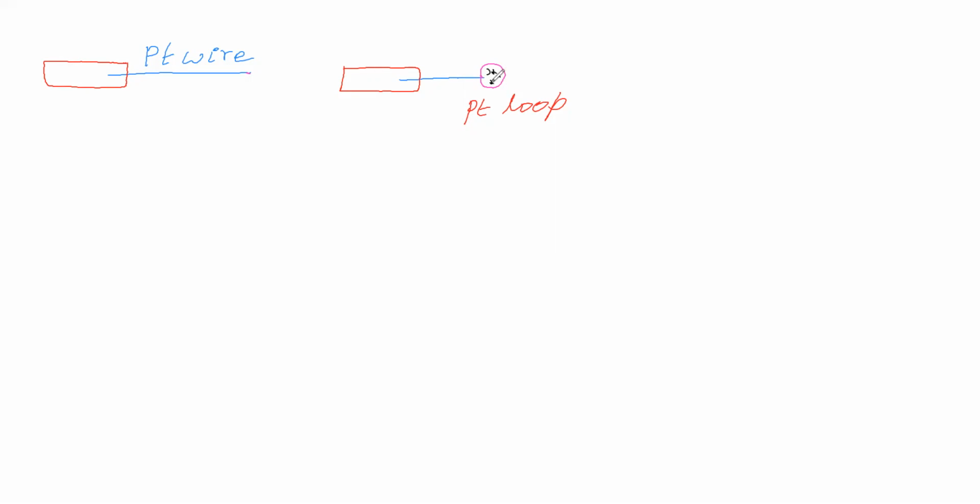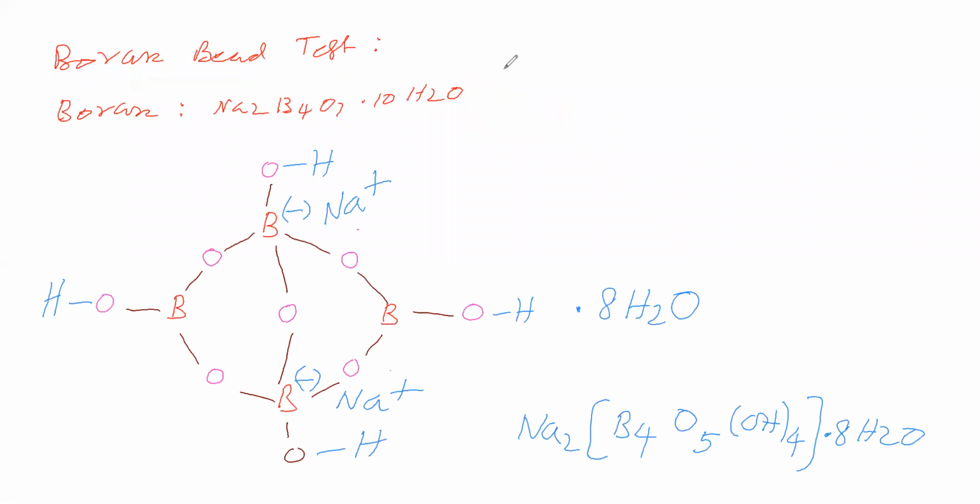Now borax crystals cling to the loop like this. That means all the borax crystals go into the loop. Now in this loop, what is there? Borax is there. What is the borax formula? The borax formula is this one. It is the structure of borax.